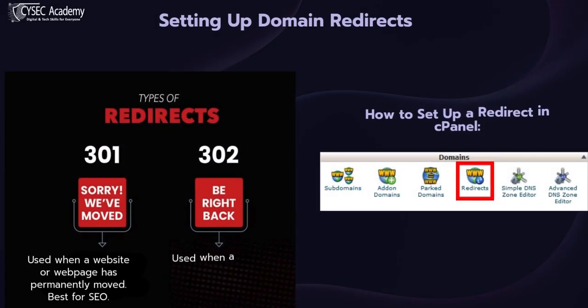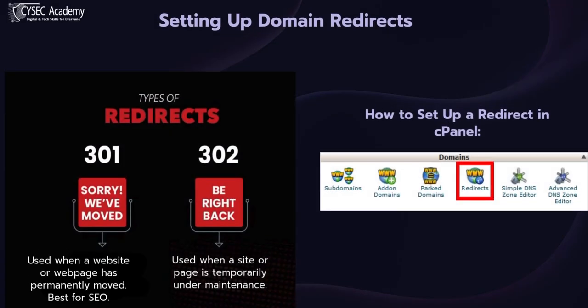Types of redirects. 301 redirect, permanent. Used when a website or webpage has permanently moved. Best for SEO. 302 redirect, temporary. Used when a site or page is temporarily under maintenance.